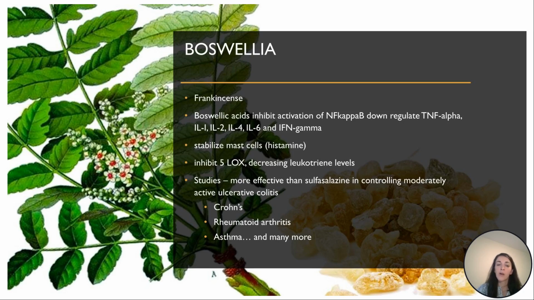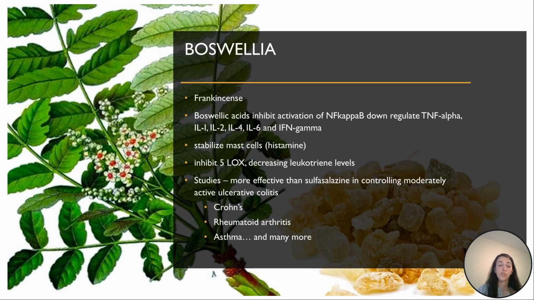Boswellia. Boswellia works well with curcumin. A lot of different formulas will combine the two together. It is also very well studied and also known as frankincense. And it works on a number of different inflammatory pathways, and studies have shown, there was one study, this was a fairly small study, so I don't want to overplay it, but it's still interesting. It was shown to be more effective than sulfasalazine in controlling moderately active ulcerative colitis.